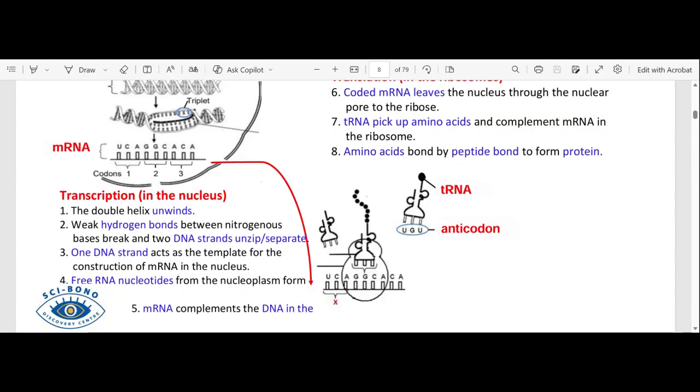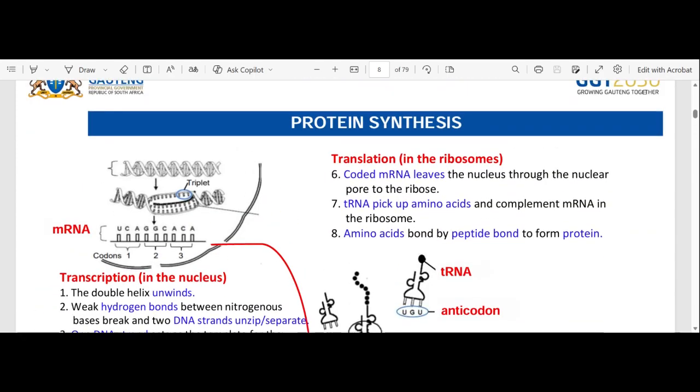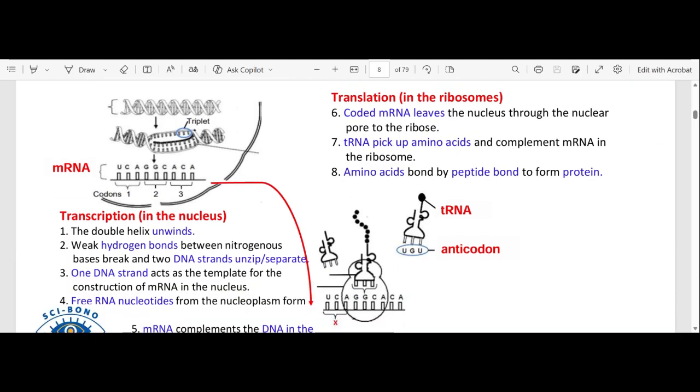Okay, let's go to protein synthesis. What is protein synthesis? Protein synthesis is the formation of proteins. To synthesize is to manufacture. So what are we manufacturing? We're manufacturing proteins. Does that make sense? And we have two processes that are involved in protein synthesis. The first process is transcription. And where does transcription take place?